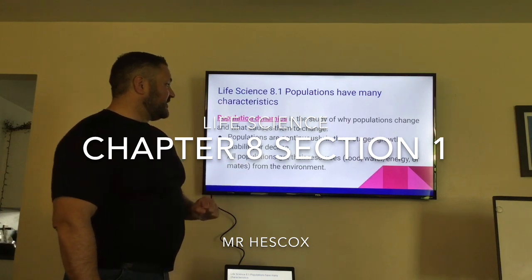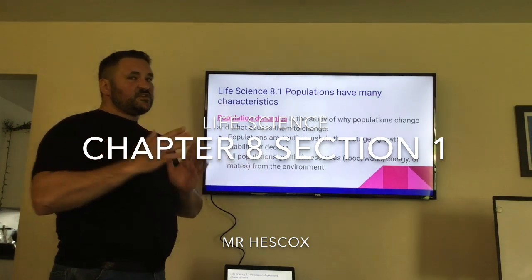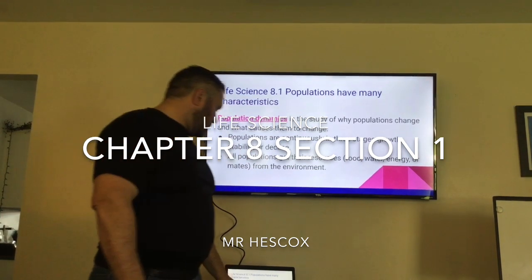All populations get their resources, food, water, energy, mates, from the environment. Each type of organism needs a different set of required resources.